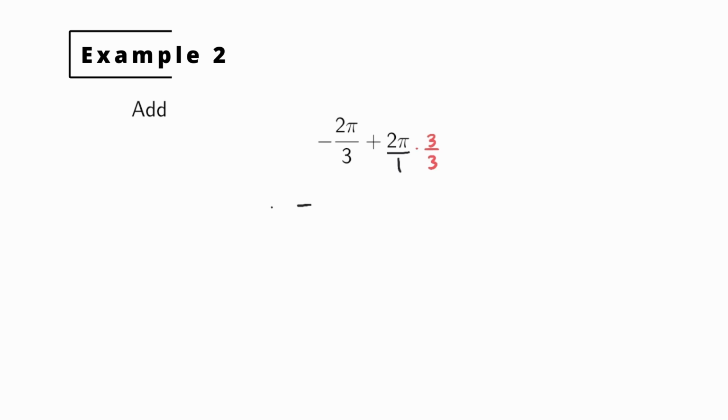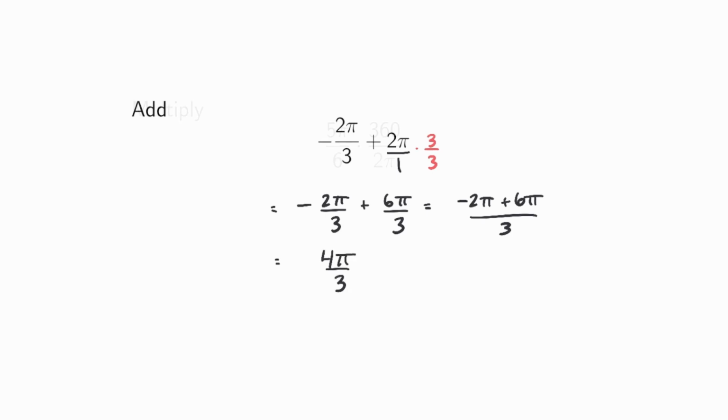So this becomes negative 2 pi over 3 plus 6 pi over 3. And that becomes negative 2 pi plus 6 pi over 3. So negative 2 pi plus 6 pi is 4 pi. So we get 4 pi over 3.